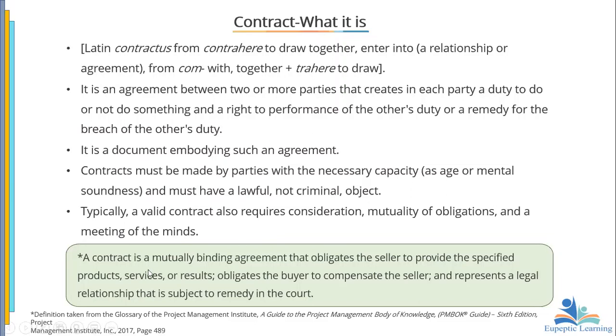PMI defines a contract as a mutually binding agreement. Can you all hear me? You can type one if you can hear me. Yes, I can hear you.